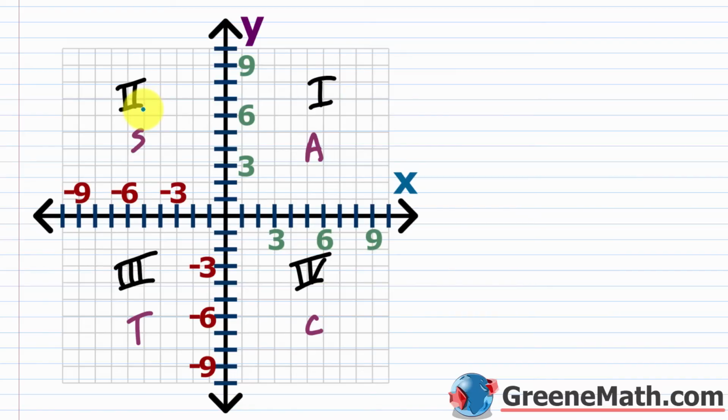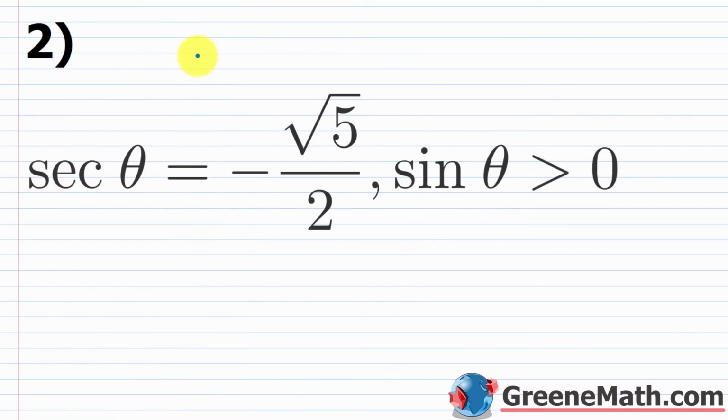So again, putting those two pieces of information together, that tells you your angle theta is going to lie in quadrant 2. So coming back down, we would say that theta is in quadrant 2.